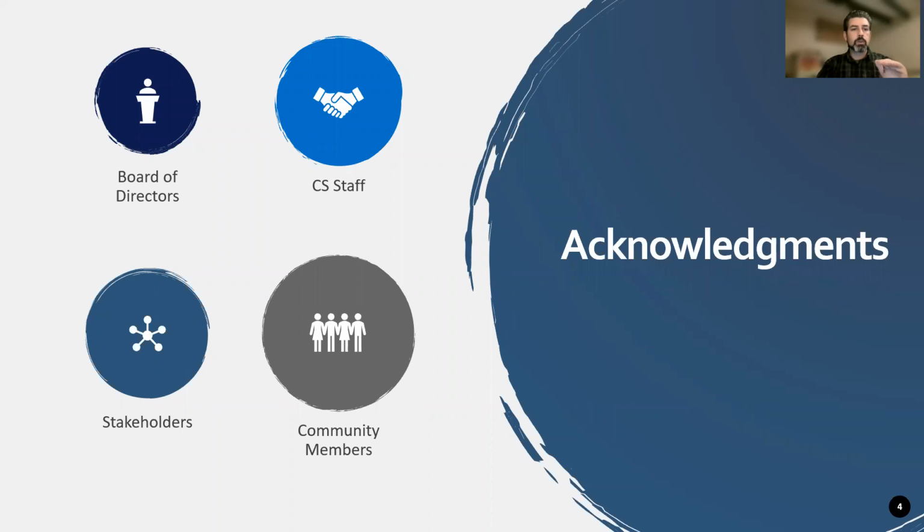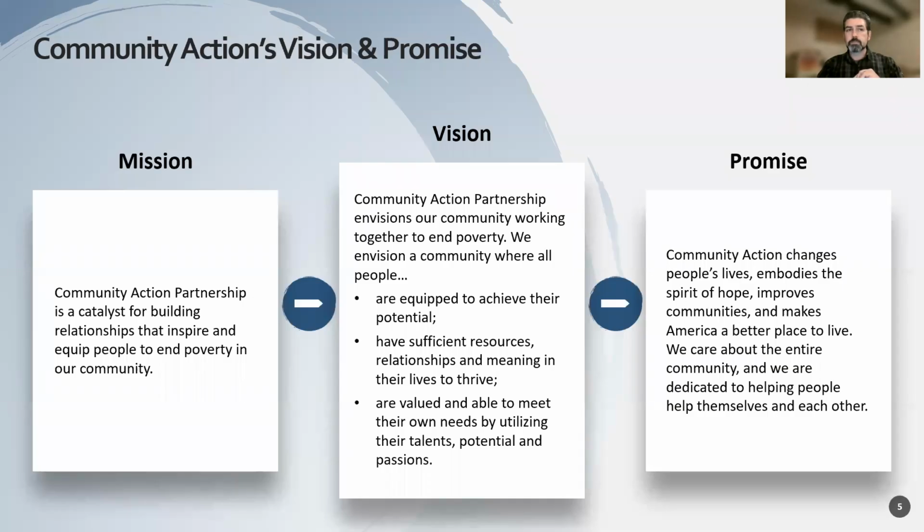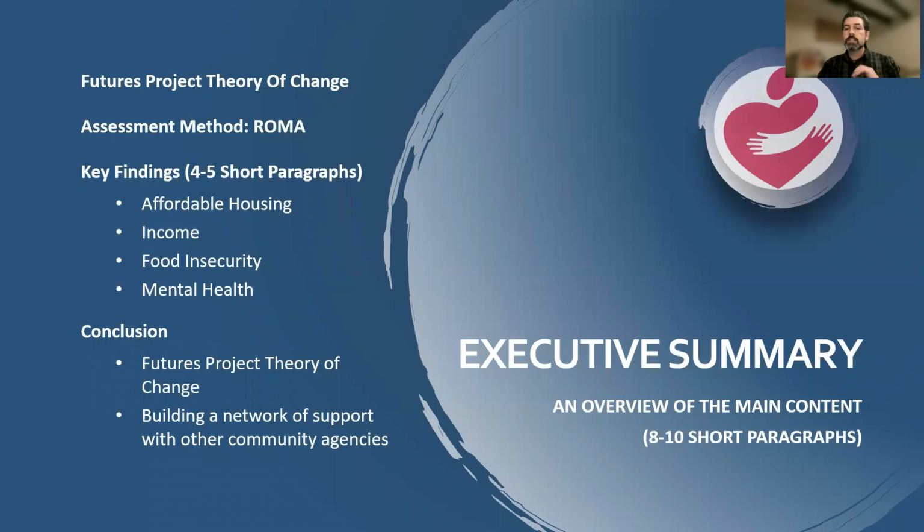Acknowledgements will come in for our board of directors, the staff involved, our stakeholders, and our community members. Of course, we all know our mission, vision, and promise, which we'll lay out for our readers. Our executive summary will cover everything that the core content will cover, but in a concise manner, maybe 8 to 10 short paragraphs. We'll have our Futures Project theory of change right at the beginning.